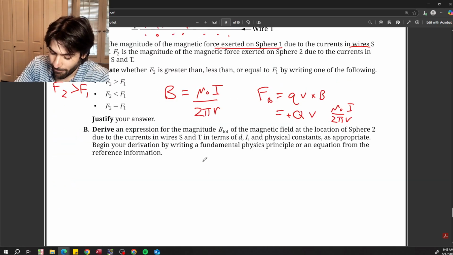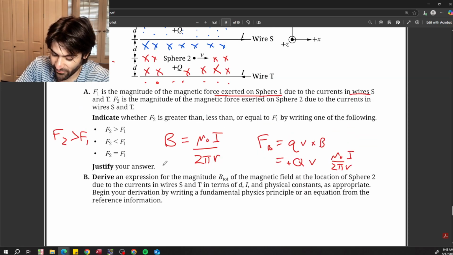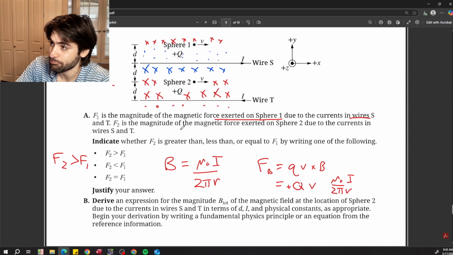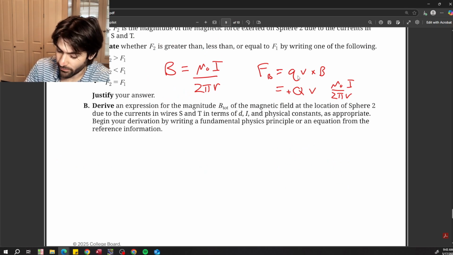Derive an expression for the total magnetic field at the location of sphere 2 due to currents in wires S and T in terms of d, I, and physical constants. As I mentioned, this is the equation for the magnetic field produced by a wire with current in it. These are both going to be the same thing because they both have the same current I and they're both equidistant, so I'll have two of them. Oh, they just want B. Okay, so that should be simple.